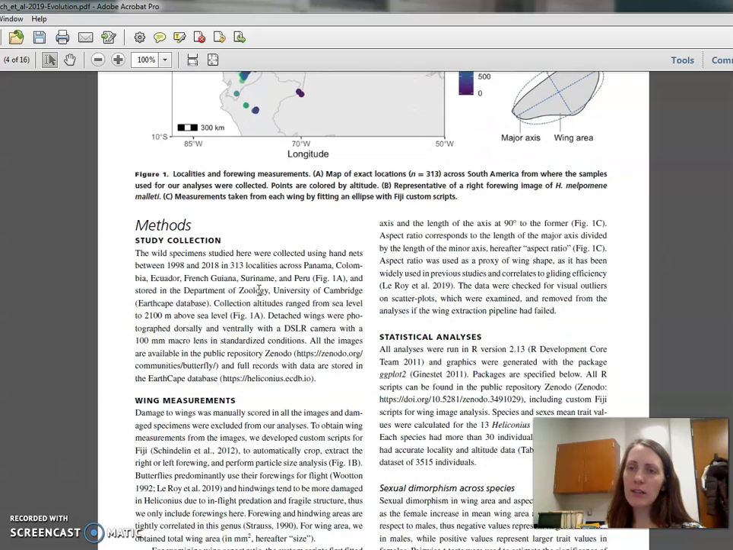So study collection, this is telling you, they might also say a study system. In this case, they're using a collection of specimens that have already been collected. So they didn't actually go out and collect them themselves, which is fine. Totally legit. All right, then they got the study collection. Then they measured them.